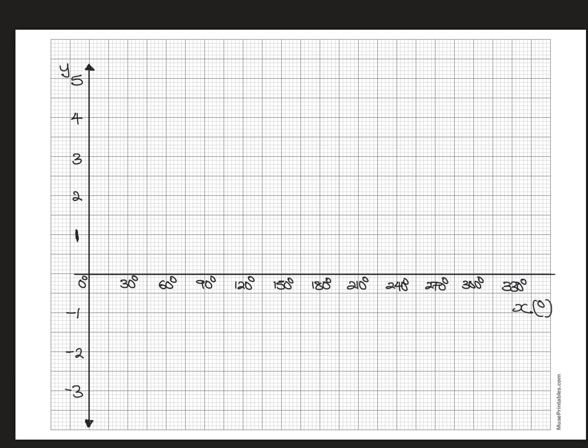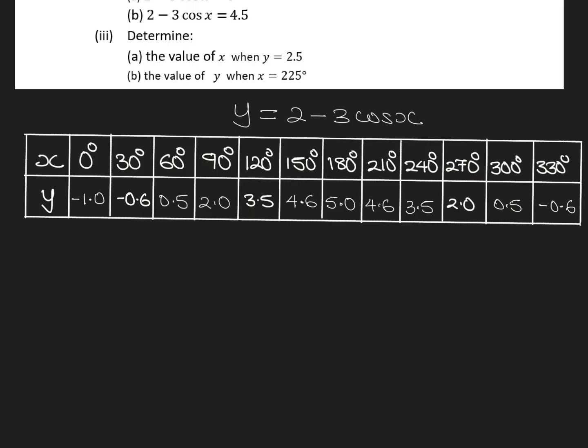Now we will move on to give the graph a title, which is very important. You don't have to forget about it. So we'll say the graph of y is equal to 2 minus 3 cos x. Let's move on to the values once again, and we plot them on the graph. So once again, we have the x values and their corresponding y values. We will use this table to plot our graph.